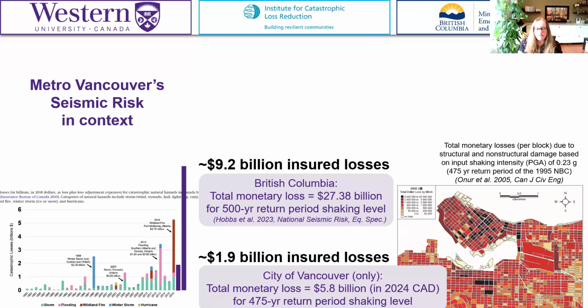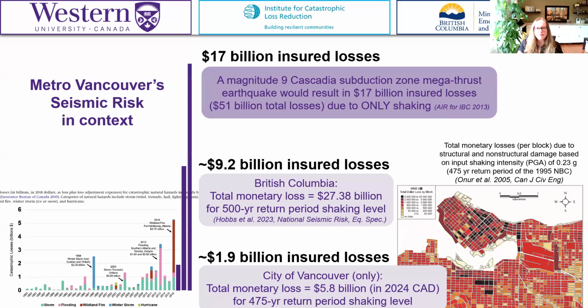If a 500-year type earthquake occurs for Metro Vancouver, it's going to be something we've never tried to pay out before. And then lastly, if we maybe push that 2475-year return period, or a very rare type of event, it seems exponential from there, much higher.